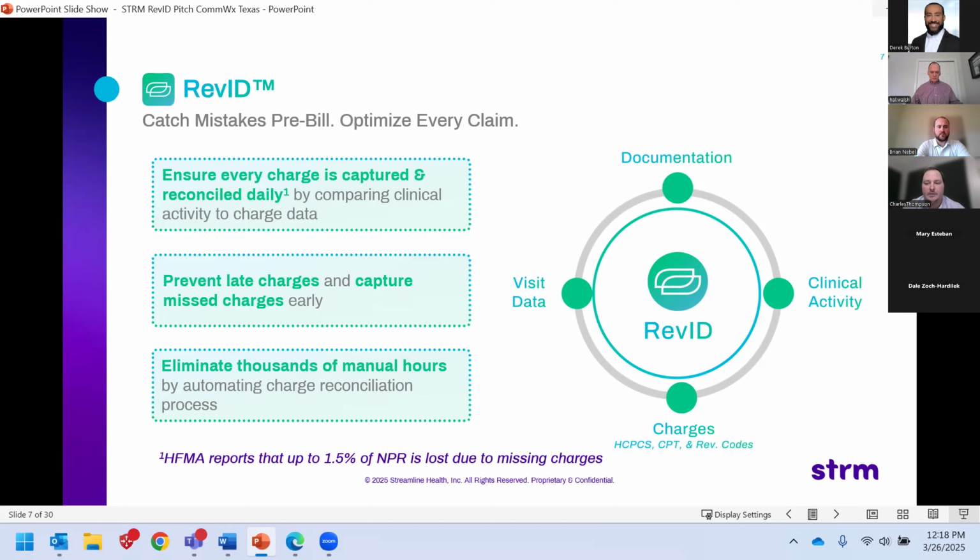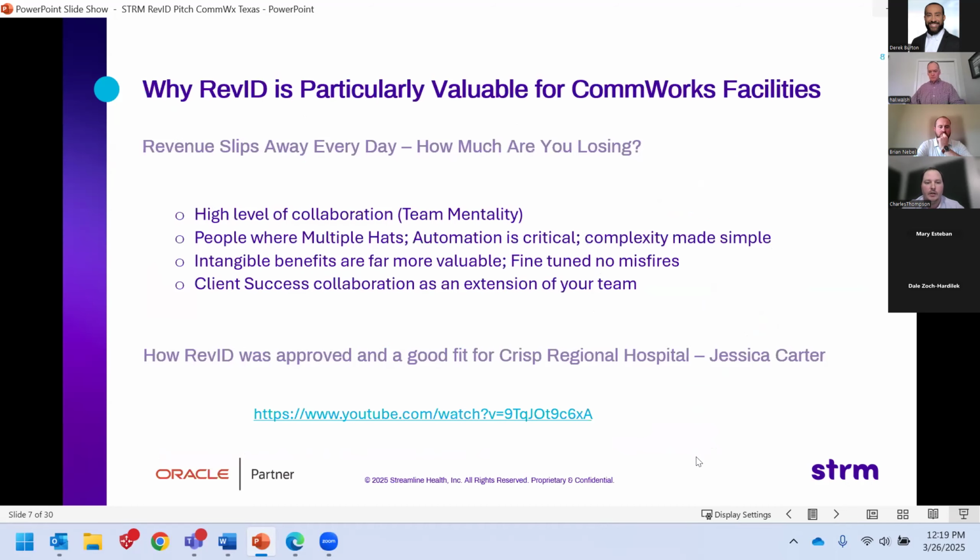By automating this reconciliation process, RevID helps to eliminate the thousands of manual hours, and it helps prevent those late charges and capture those missed charges. It works as an exceptions-based tool where RevID is going to present to you the charge discrepancies. Once we get into the solution, I can show you how. These could be clinical events that are missing charges. They could be charges that are missing clinical events, or they could be numerous other ancillary values where there are issues with the CDM or things routed to the incorrect general ledger.